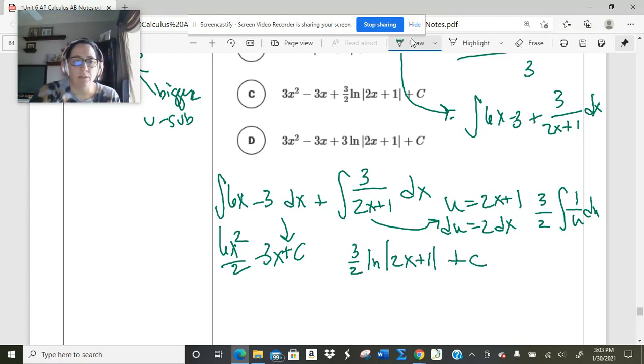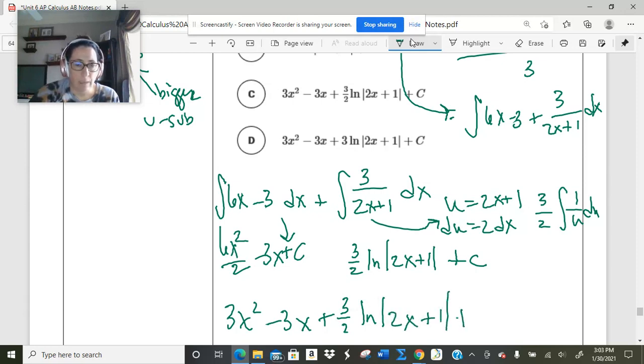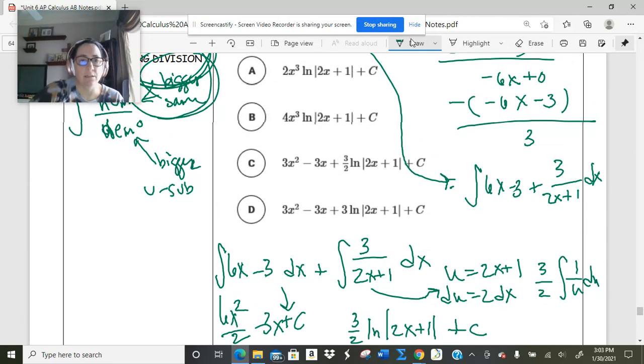So then I put them all together to get to my answer. So now I can pick that my answer is C.